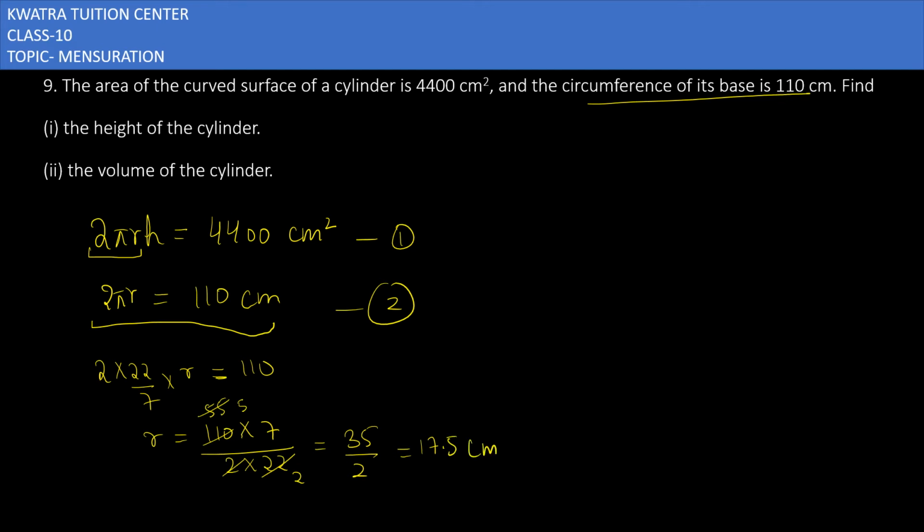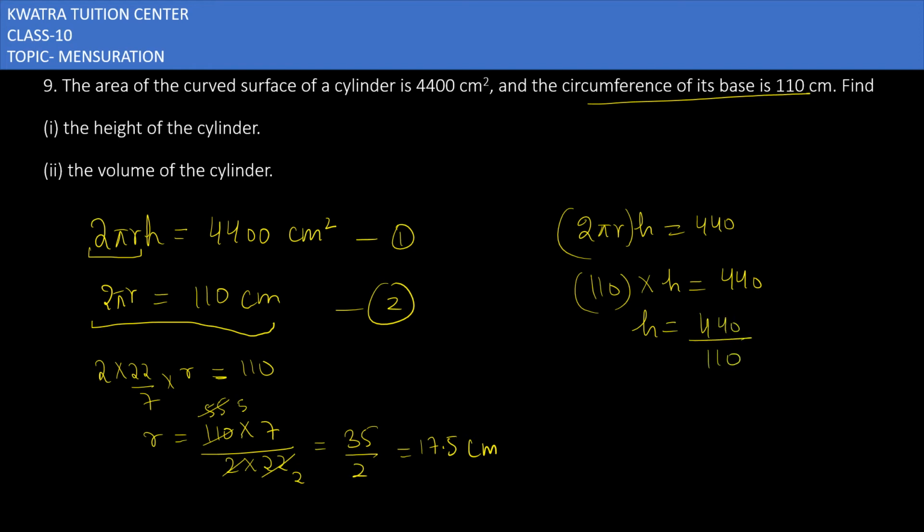Now what you have to do is you have to find the h from the first one. So I am just putting or replacing the value of 2 pi r here because that can be very simple equation. H is equal to 440 and then you can take 110 to the other side. So it will be 0 and 0 cancel. 11 and 44 can be cancelled. So it will give you 4 centimeter.